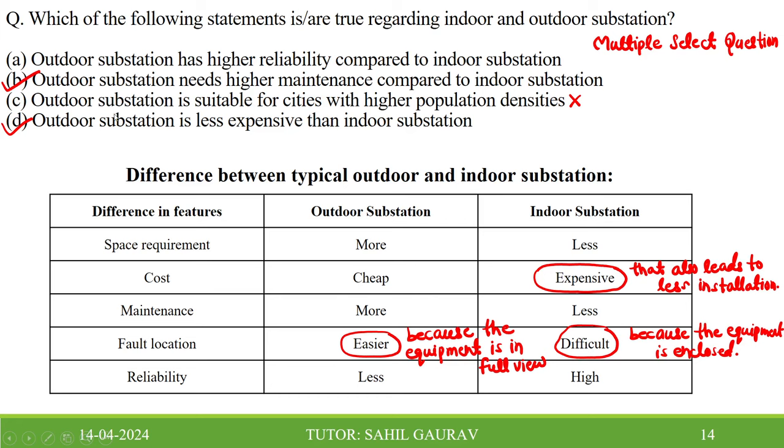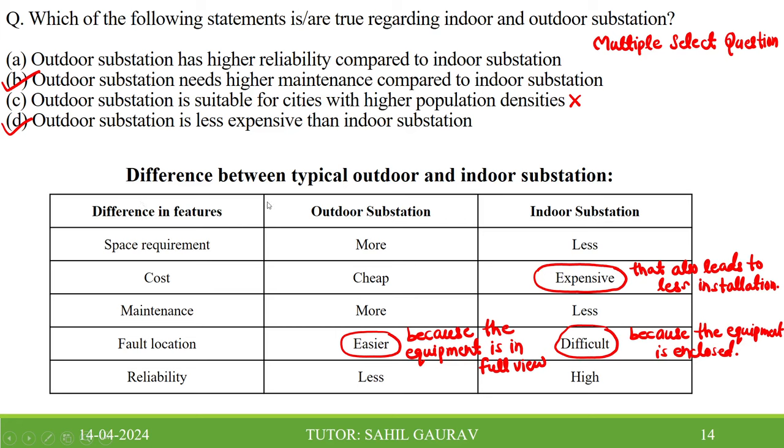And option C is that outdoor substation is suitable for cities with higher population densities. No, it is incorrect. For higher population density, we prefer the indoor substation because it requires less space. And option D is that outdoor substation is less expensive than indoor substation. That is true. Outdoor substation is less expensive, but it is less reliable also. So both are contrary to each other.